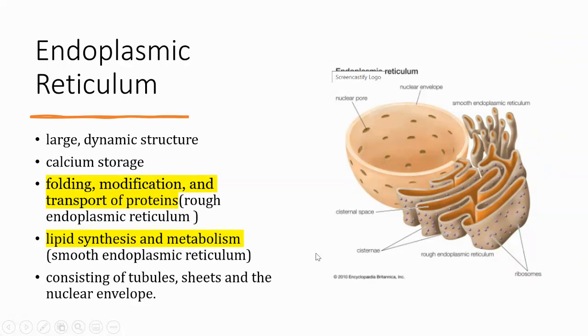Okay, the next structure is the endoplasmic reticulum. This is a very large dynamic structure that has many functions. The primary function is folding, modification, and transport of proteins. That's what the rough endoplasmic reticulum does. And then the smooth endoplasmic reticulum functions in lipid synthesis and metabolism. So if you look at your picture, you can see that the rough endoplasmic reticulum has ribosomes dotted on its exterior. That's why it's related to proteins. And then the smooth endoplasmic reticulum is lacking those ribosomes on the exterior.